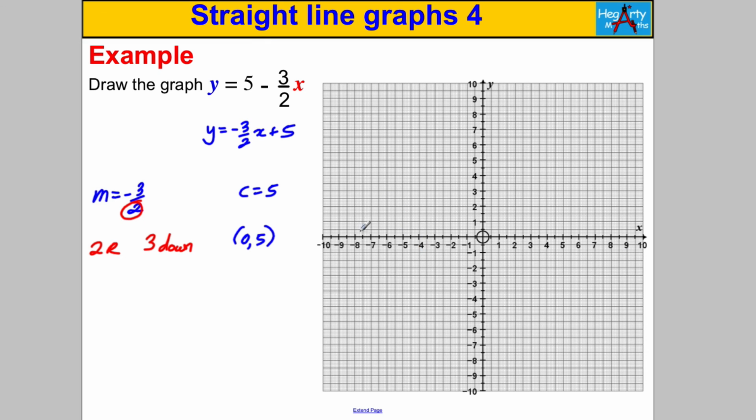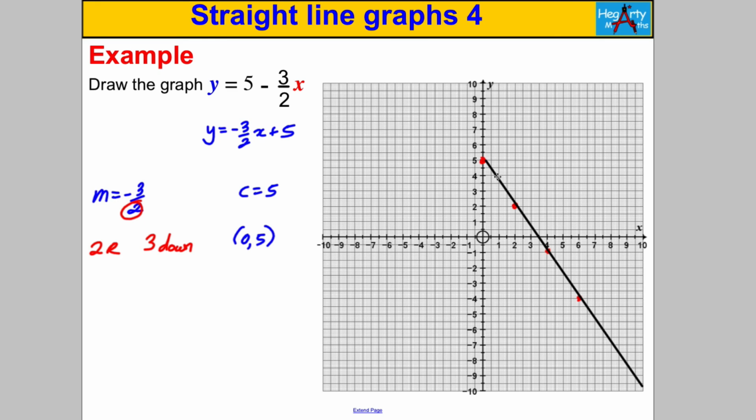So let's draw that one in. So start at 0, 5. We want to go 2 right and 3 down. So 2 right and 3 down here. We want to go 2 right and we want to go 3 down here. And maybe one more for luck. 2 right and we want to go 3 down here. And you can see we've got ourselves a straight line here.